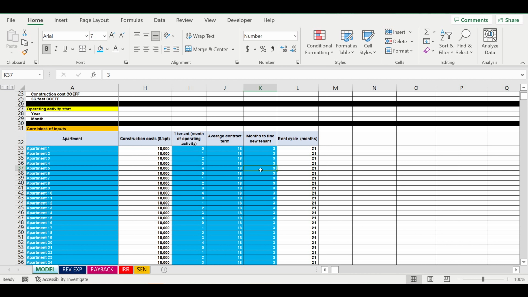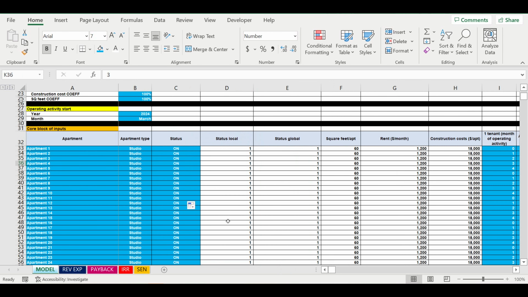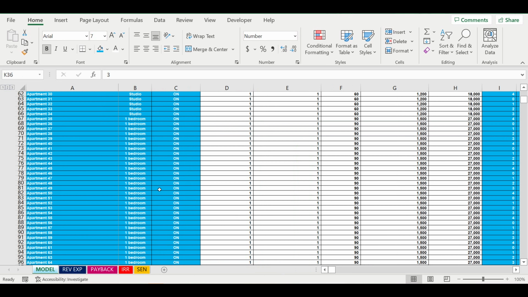So this is the contract, then a pause, then a new contract, then a pause. So this is the timing for searching the first tenant, then the contract, then pause, contract, then pause. So this is the cycle. Here we have the core where we specify all these parameters. Then we are moving to the next block of inputs.